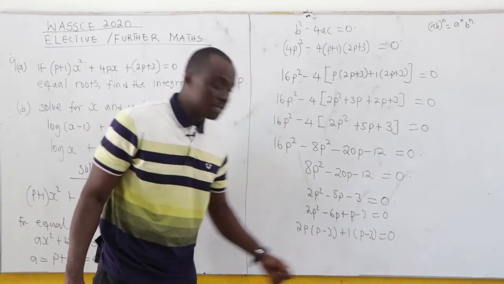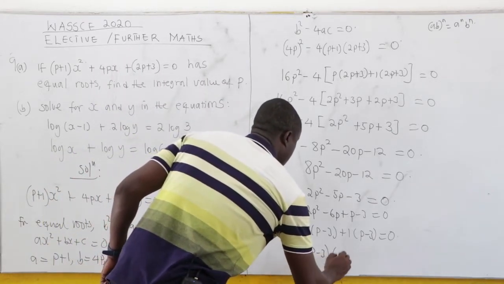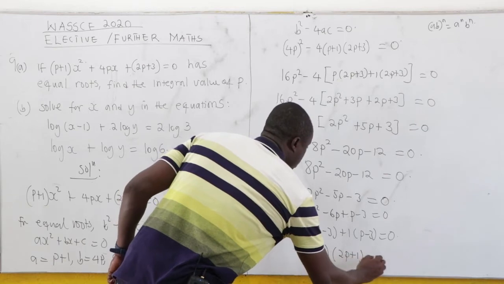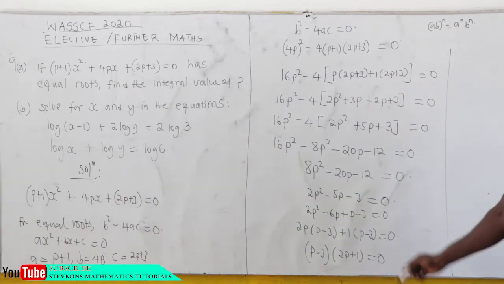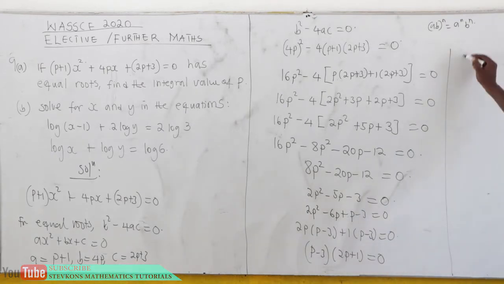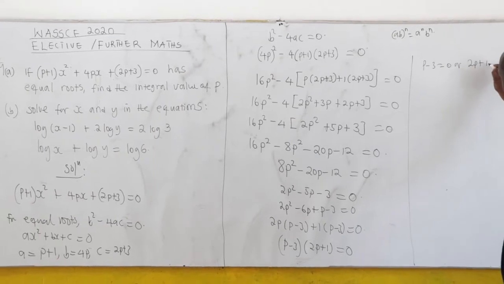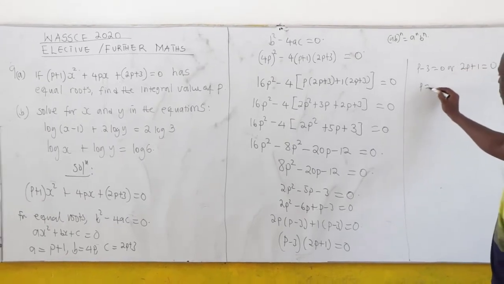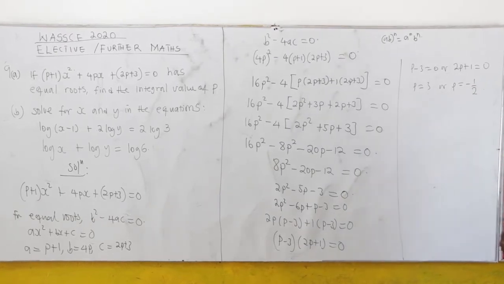p − 3 is common. Factorize p − 3 out. And then we have (2p + 1) = 0. So from here we can use the null factor principle. So we have either p − 3 = 0 or 2p + 1 = 0. So p is equal to 3 or p is equal to negative 1 over 2.